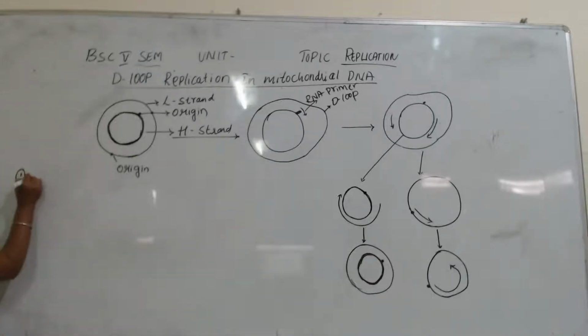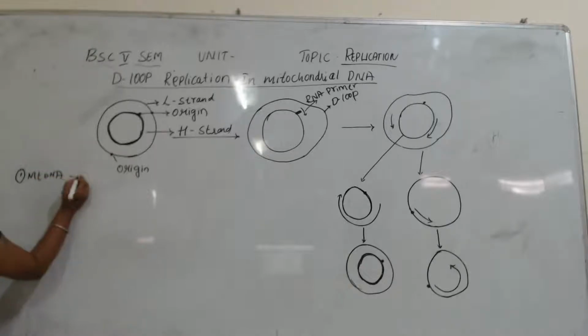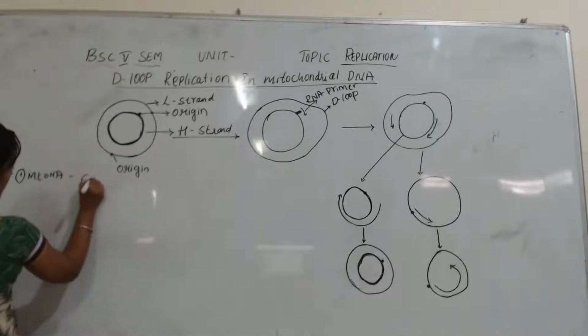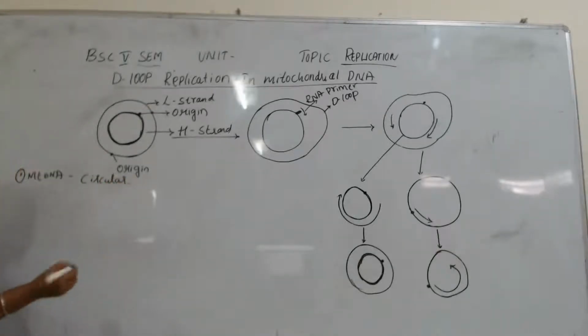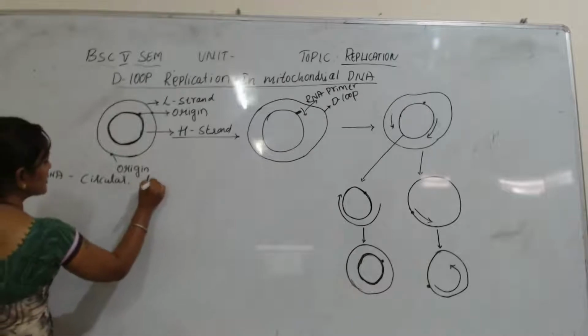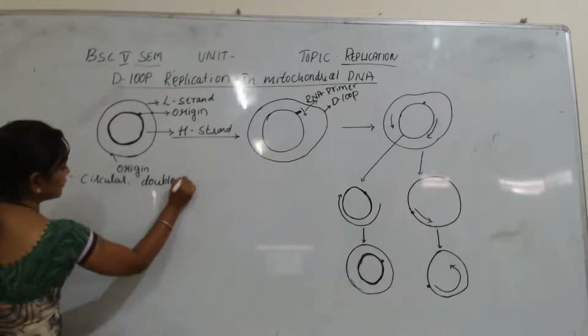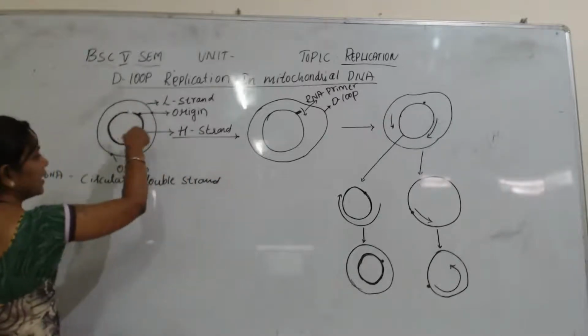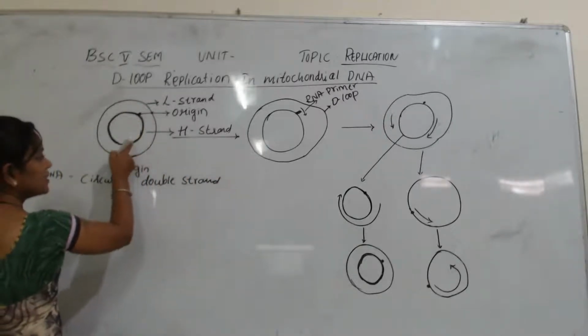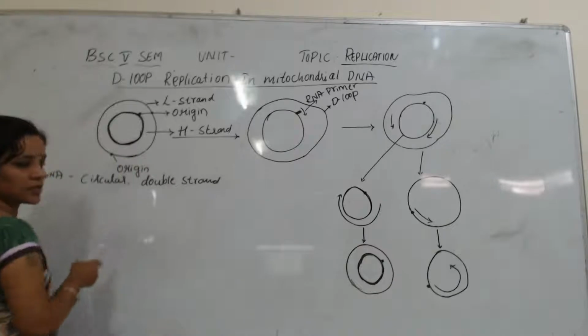The mitochondrial DNA is circular. Always, whether it is in plants or in animals, they are circular and double stranded. So you can see here they are circular and double stranded. This is one strand, this is the second strand.